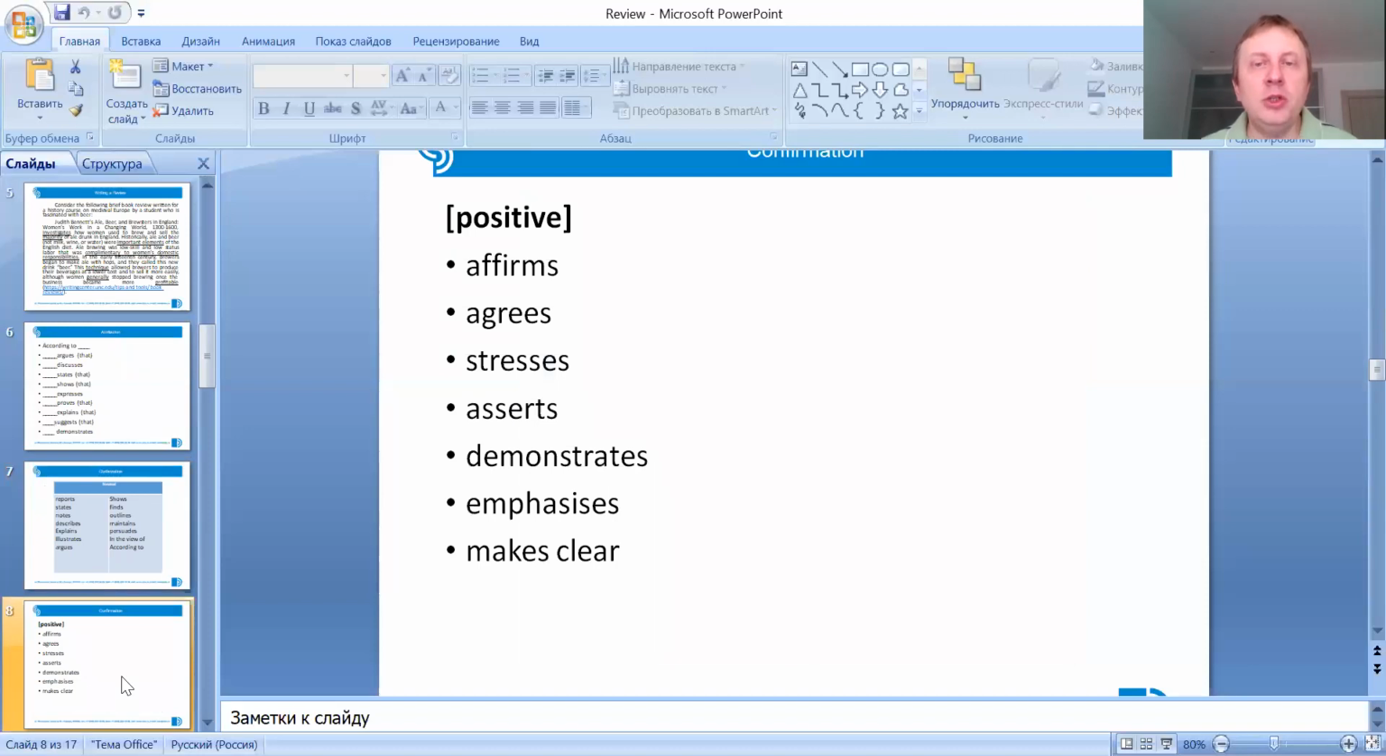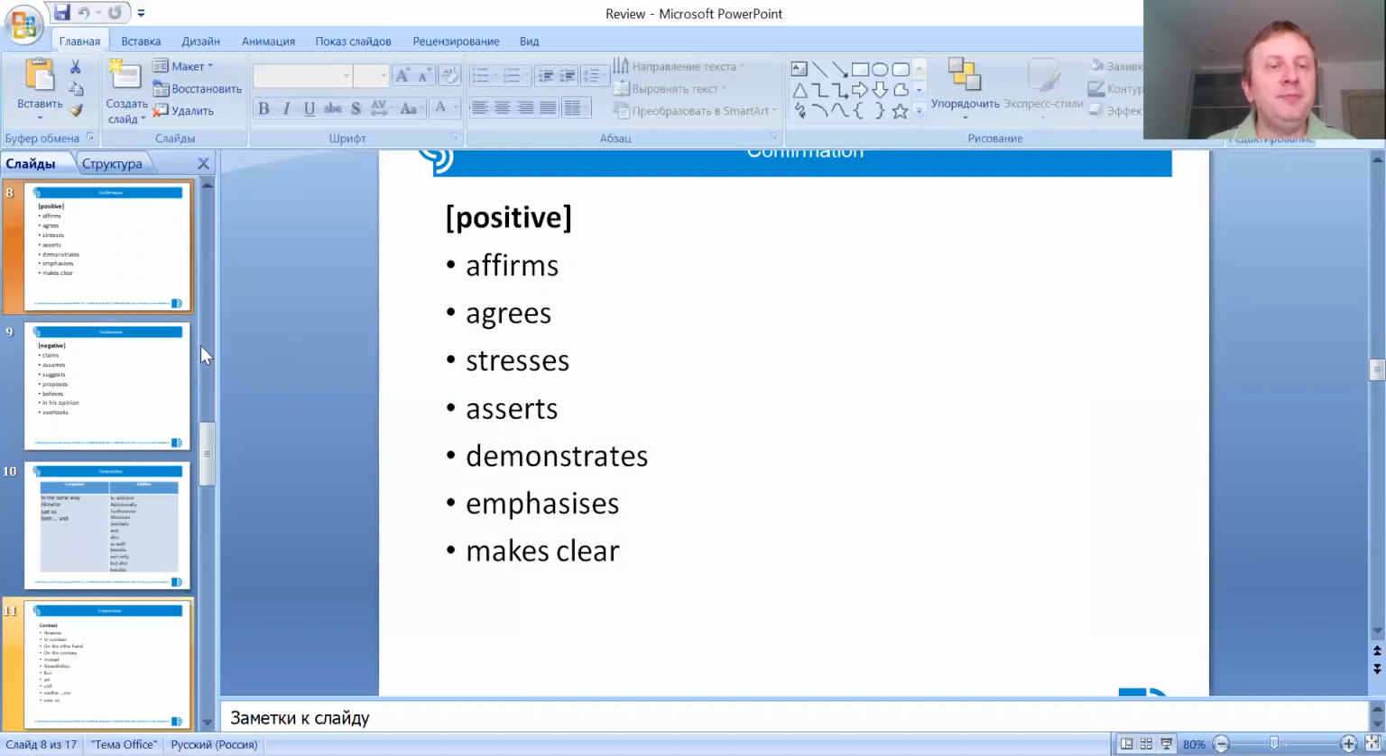The next portion of the words again refers to confirmation, and please pay attention that it refers to positive confirmation. These sentences usually have a positive coloring, a positive meaning. For example, the journalist affirms, the politician agrees, the journalist stresses, the scientist asserts, the scholar demonstrates, emphasizes, makes clear. So this actually refers to positive confirmation.